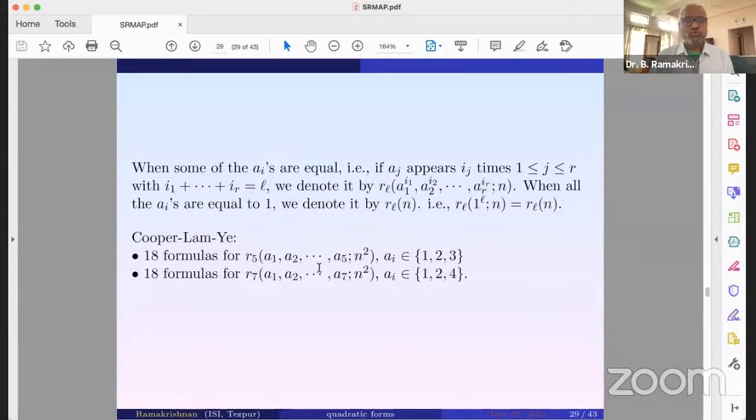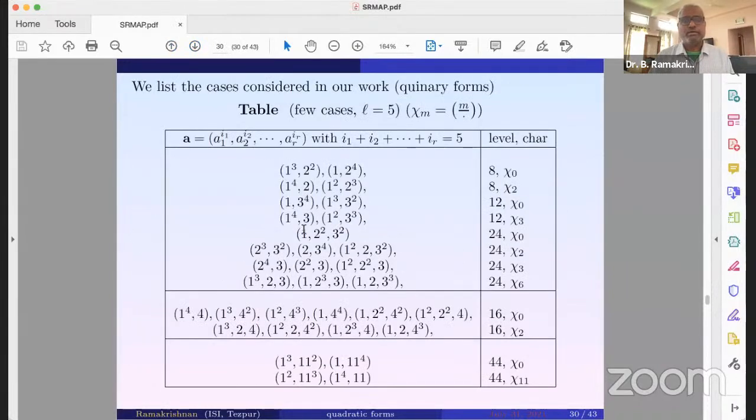So when A equal to 1, 2, 3, they have proved 18 formulas where the coefficients belong to 1, 2, 3, and then for 7, again 18 formulas, where the coefficients belong to 1, 2, 4. There are more formulas in this case, with 1, 2, 3, 4, 6 also, they have done. But basically these 18 formulas are prominent. So in our case, we consider more coefficients. In these cases you can see 1, 2, 3, 4, 11 appears. And the level also increases once you put in the coefficients. Depending on the coefficient, the level also varies.